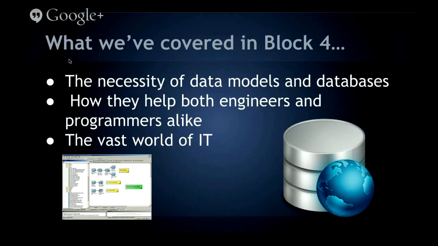Concluding on what we've covered in Block 4, we've talked about the necessity of data models and databases, and how they help engineers and programmers see their software system before they construct it. How can they improve it? What needs to be changed for the data model and for databases? How is information stored, how is it easy for us and the computer to access, and how is it organized? That is what we learned in Block 4.